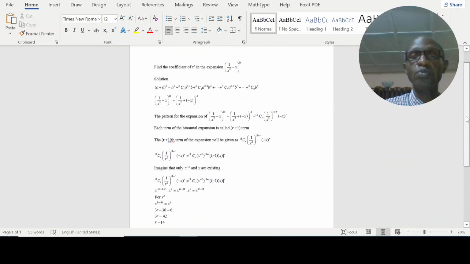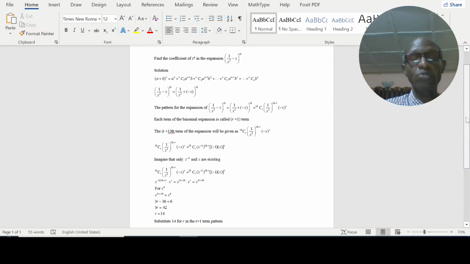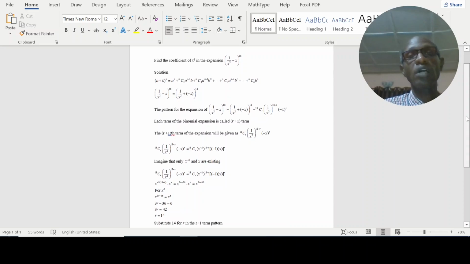We'll still solve more problems on the binomial theorem so that you can see how to go about solving problems like this.